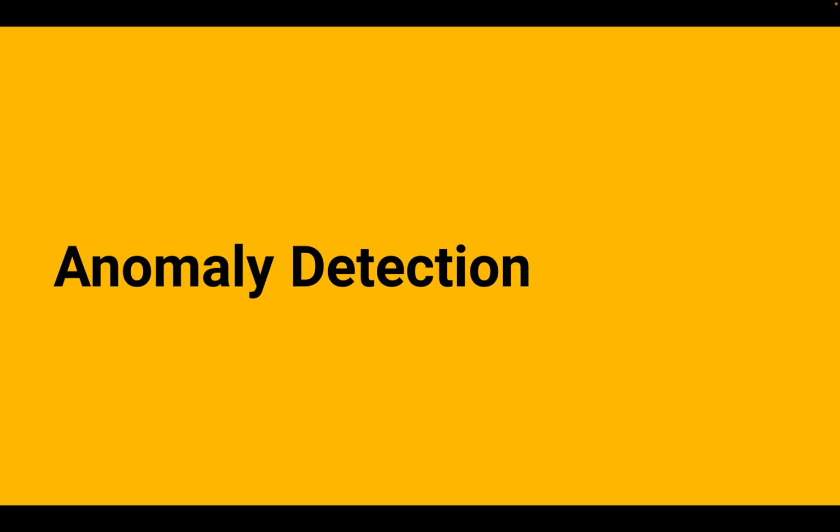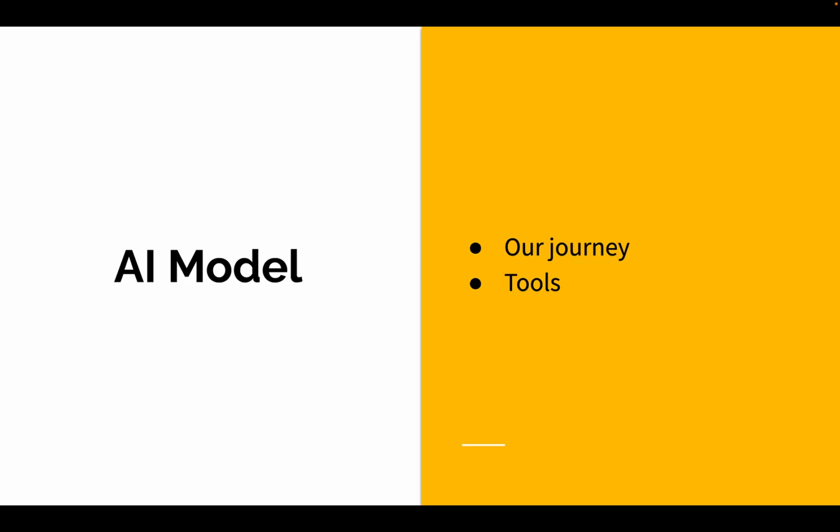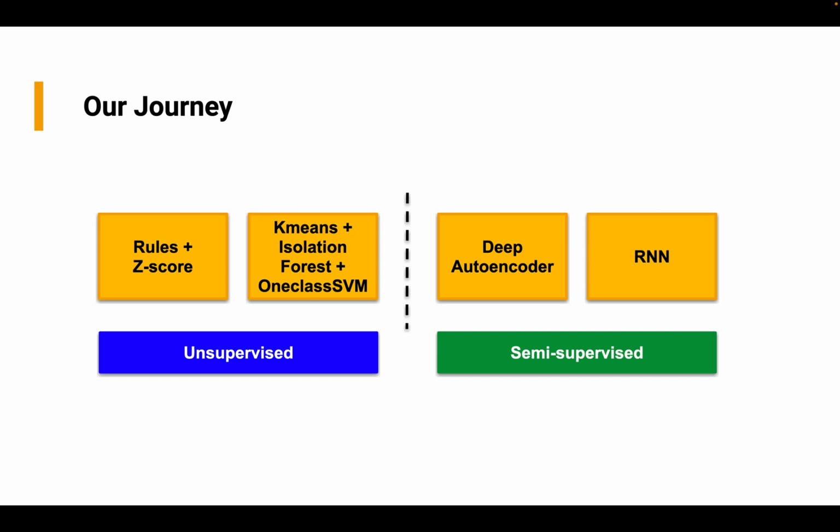So let's talk about anomaly detection. We're going to talk about our journey and the tools that we use to build the AI engine, as we saw in the architecture. Our journey has been like this. We first started with a very simple approach with simple rules. If we know that in an hour a particular IP address is sending more than a certain threshold of requests or more than a certain threshold of files, then just mark them as anomalies or irrational entities.